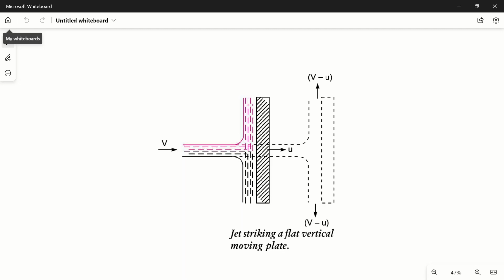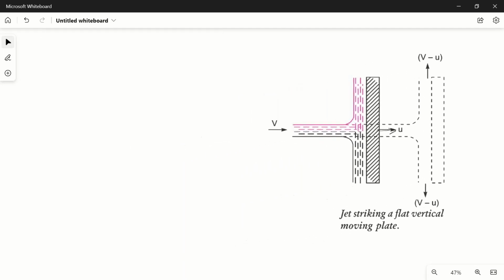So in today's video we will try to find out the force exerted by a jet which is moving with the velocity v on a vertical plate which is moving with the velocity u. So let's see the question.